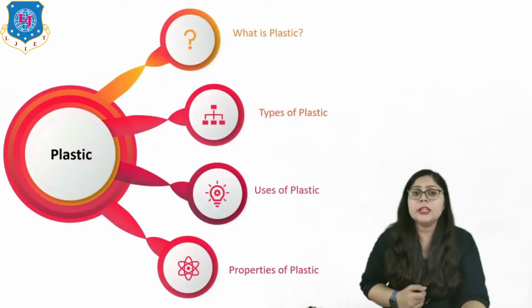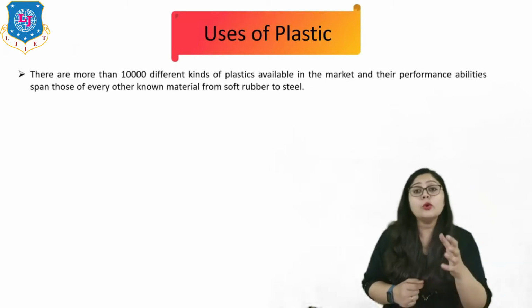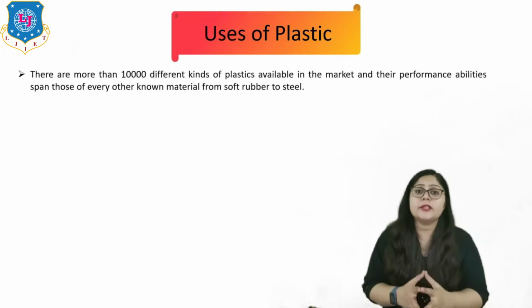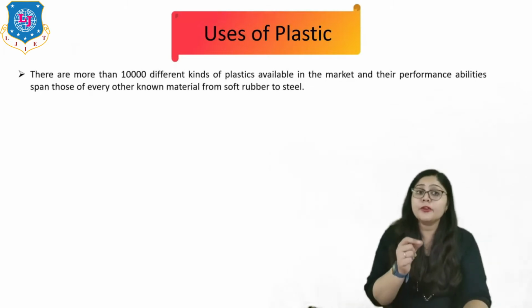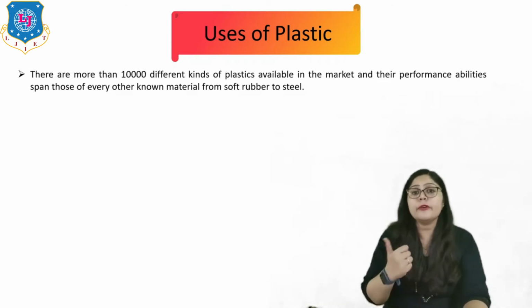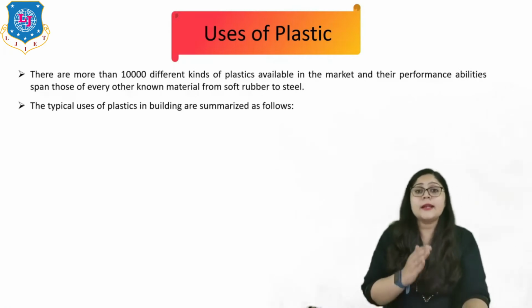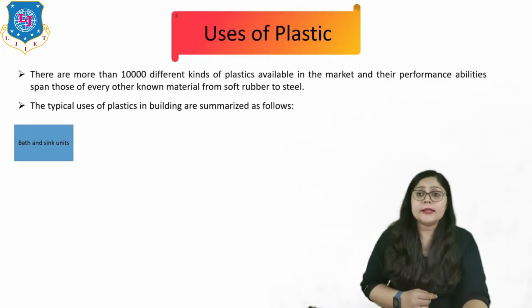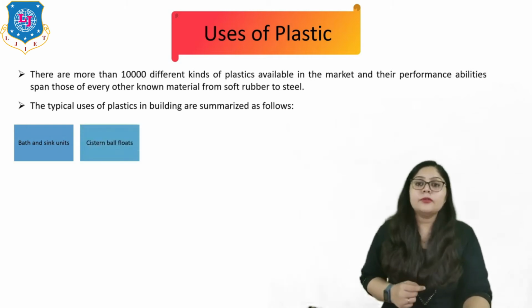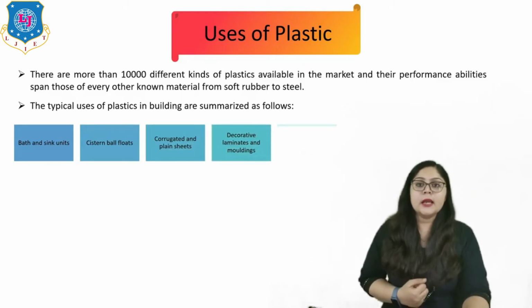Now let us understand the uses of plastic. So here I can say for the uses of plastic, there are more than 10,000 different kinds of plastic available in the market, and their performance abilities span those of every other known material from soft rubber to steel. The typical use of plastic in buildings is summarized as follows. Like I can say for bath and sink units, cistern wall floors, corrugated and plain sheets, or decorative laminates or moldings, right?